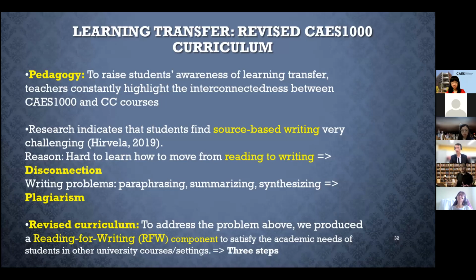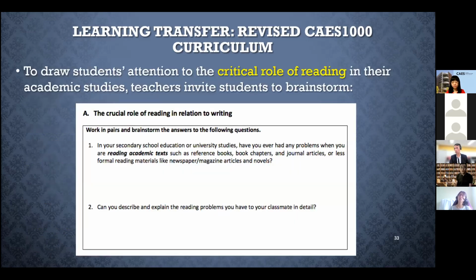So to solve this, we produce a reading for writing (RFW) component in our CUE course. We expect that students will transfer the reading and writing skills to satisfy the academic needs in other university courses, that is the Common Core courses. There are 3 steps. So now, first, we highlight the critical role of reading.